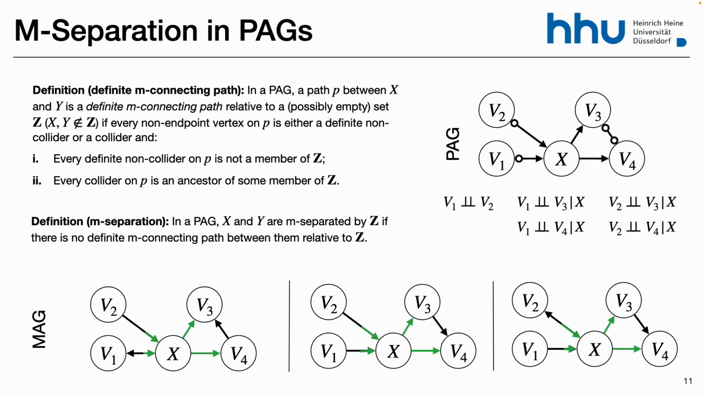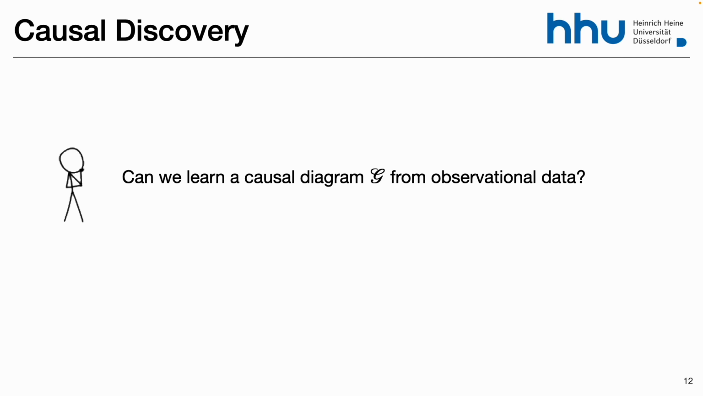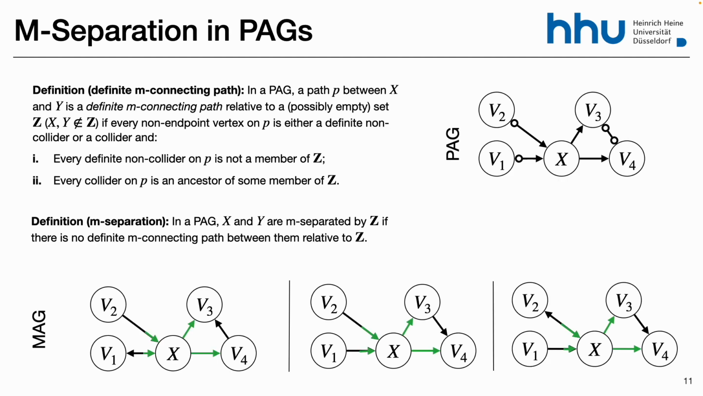So instead of considering each MAG separately, we can directly check what's happening in the entire class by applying this definition of M-separation. Okay, I think that's done for PAGs. We will start the FCI. It's a quick algorithm. I will get there.